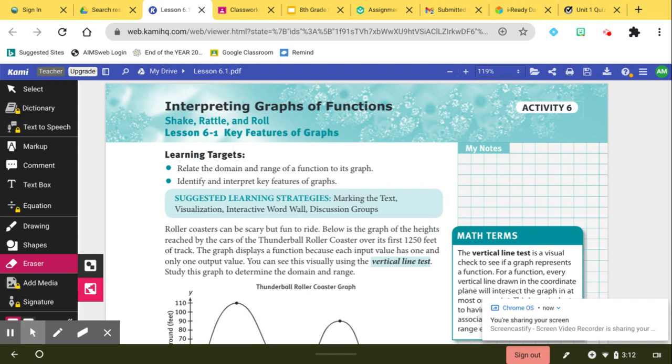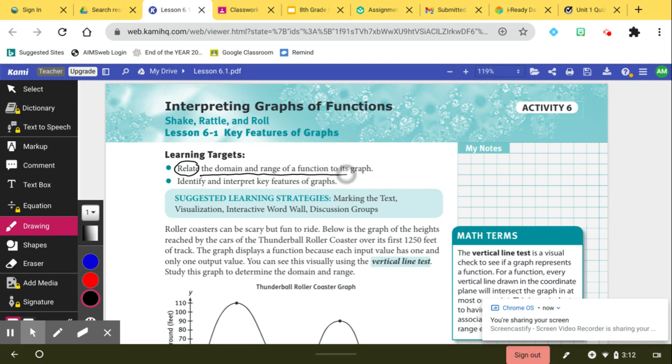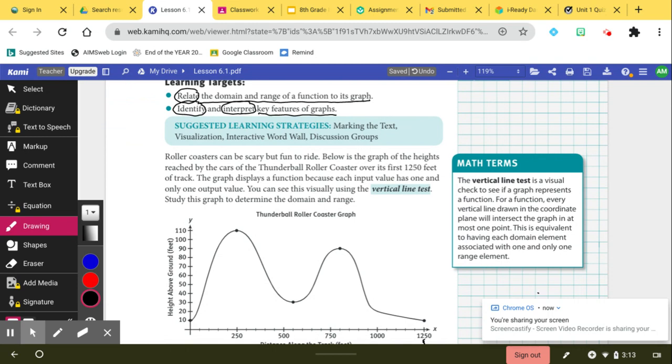So our learning target today, and we are on page 81, is that we're going to be able to relate the domain and range of a function to its graph. And then we're going to be able to identify and interpret key features of graphs. So going through the lesson, it says roller coasters can be scary but fun to ride. Below is the graph of the heights reached by the cars of the Thunderball roller coaster over its first 1,250 feet of track. The graph displays a function because each input value has one and only one output value.